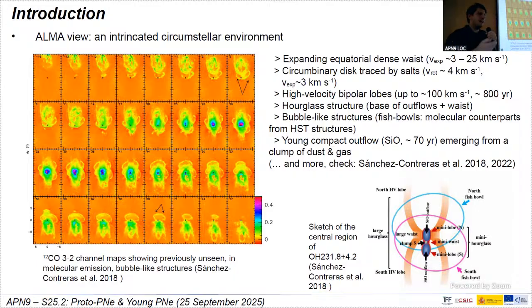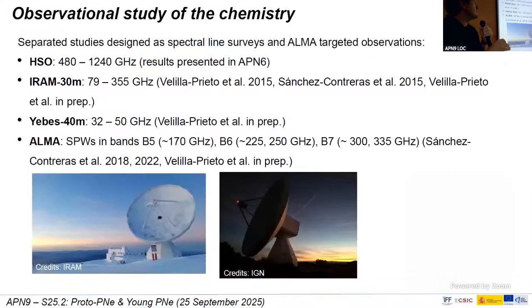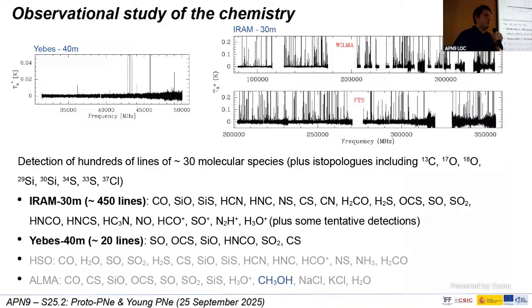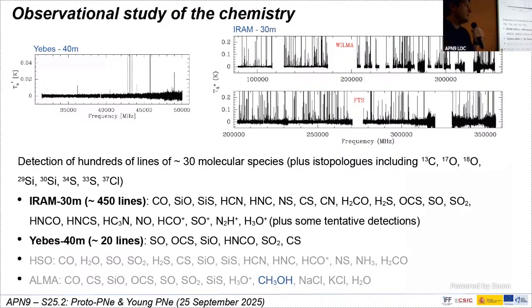I expect yes, it's interesting, which is an observational study, based on single dish data, of the circumstellar chemistry, supported by chemical models. This is based mainly on observations, well, I will focus on the IRAM 30-meter and Yebes 40-meter telescopes. Of course, we have ALMA targeted observations, so we know more about the source, and we also have a Herschel Space Observatory spectral line survey. But as I said, I will focus on the IRAM 30-meter telescope data and the Yebes 40-meter telescope data.